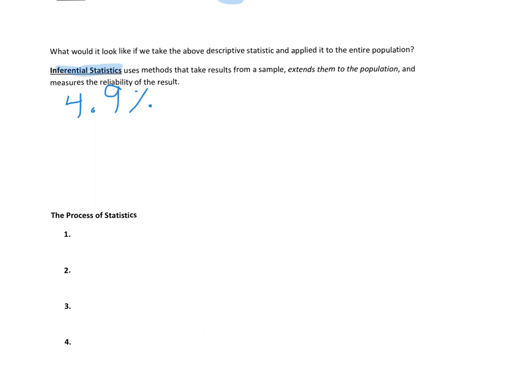So what we do when we extend them to the population is we add some wiggle room. So let's say from 4.9, maybe we add and subtract half a percentage point. Okay, so that's us extending them to the population. We have to add wiggle room. And depending on how big our wiggle room is, if we have a large amount of wiggle room, we're going to be really confident. If we have a small amount, we'll be less confident. So let's say in this case, and we'll calculate all of this later in chapter 9, that we're 80% confident.